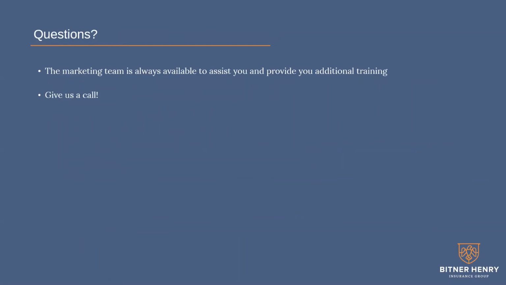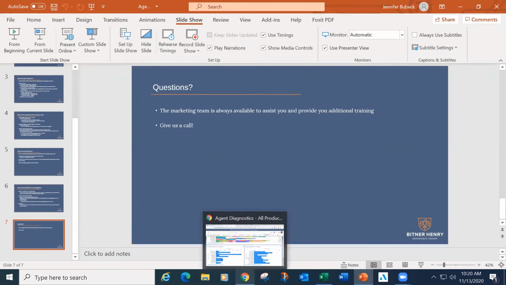As always, the marketing team's always available to assist you and provide you some additional training. I know that after we send out these agent diagnostics, we will be reaching out to a few of you that we feel we could help. And so, we want to be able to offer you some of the tools that we have. So both Rowan and I will be reaching out to you. Darren and Janelle might be reaching out to you. But as always, you can always give us a call. We can remote into your computers, help you figure out if you can't find something. We're really here just to help you. So please use us.